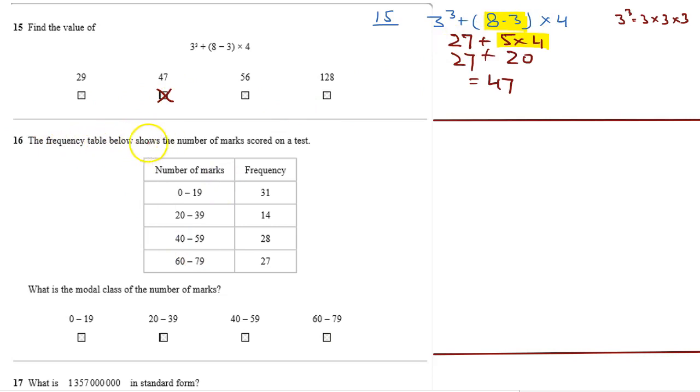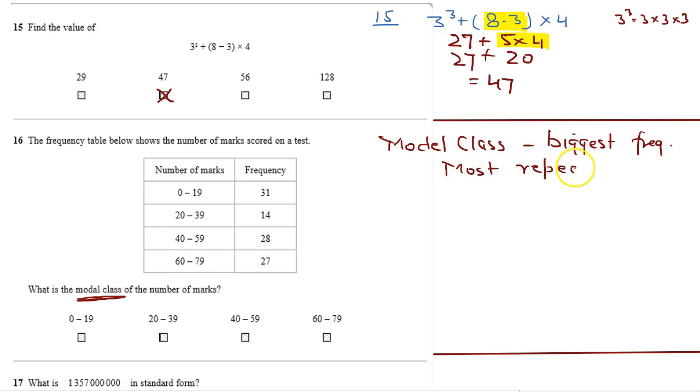Question number 16. The frequency table below shows the number of the marks scored on a test. So what is the modal class? Now modal class is, you can say, biggest frequency or most repeated. So which one is having the maximum frequency, or where the most students are coming in the class? 0 to 19 we are having 31 students, and nowhere else we can see 31 students. So our modal class is 0 to 19.